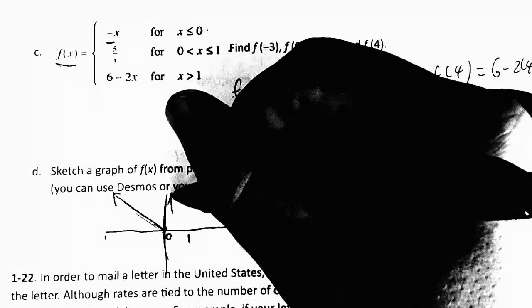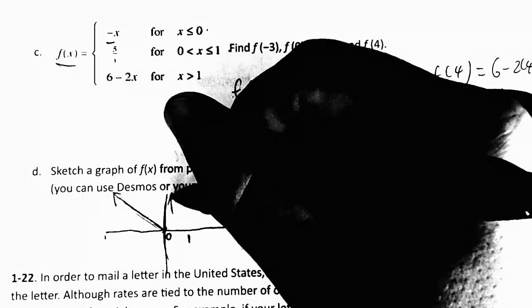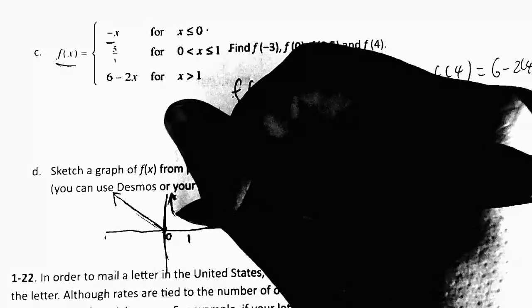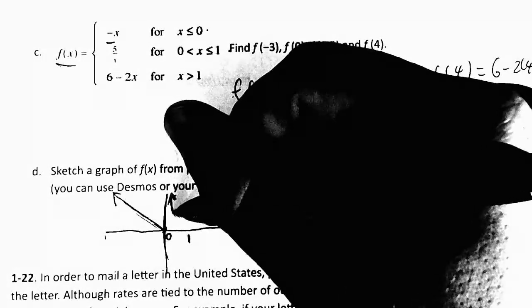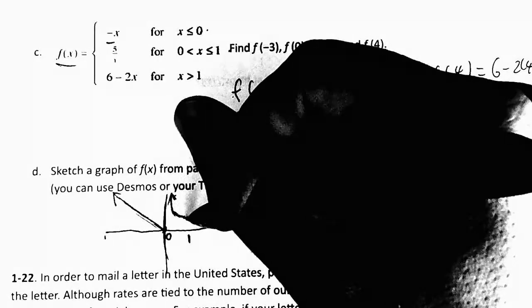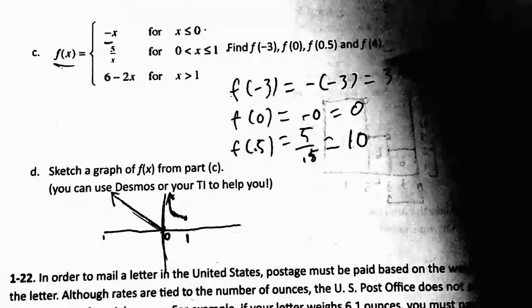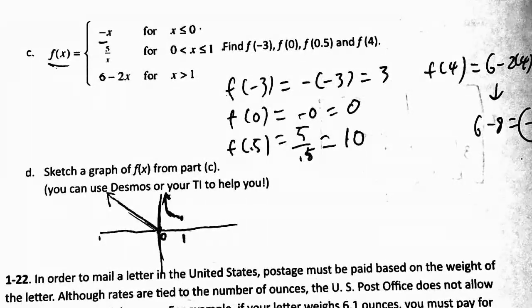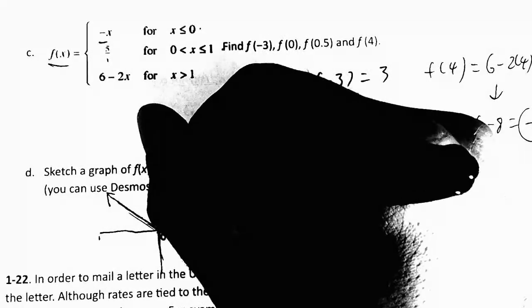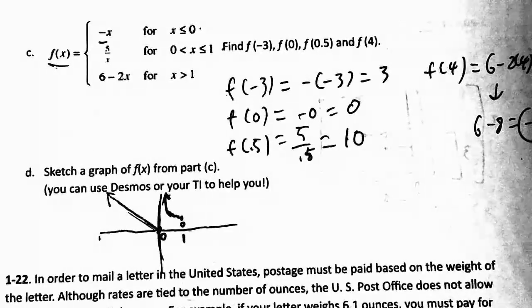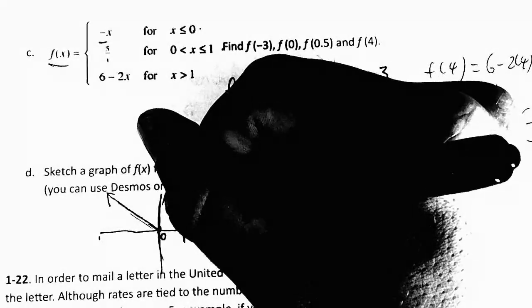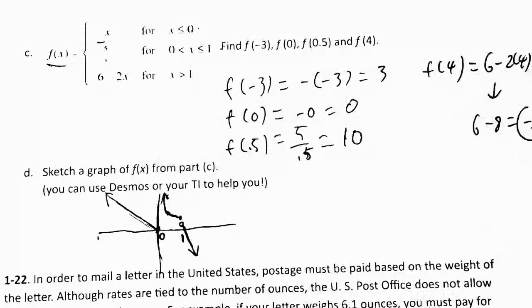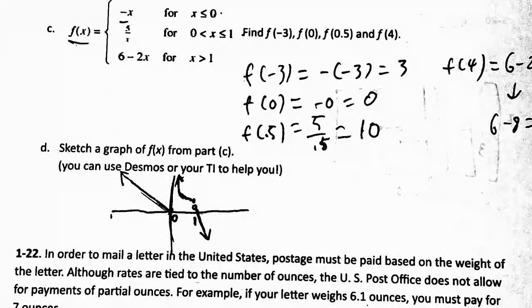and getting smaller until we get to 1, where we should be at 5, right? Because 5 divided by 1 is 5. And then for greater than 1, 6 minus 2x. Well, when I put in 1 to that equation, I get a 4. So I'm going to do an open circle just below here. That's going to be 4. And minus 2x, so it's going to be a steeper descent down, something like this. And that is a rough sketch. Okay?